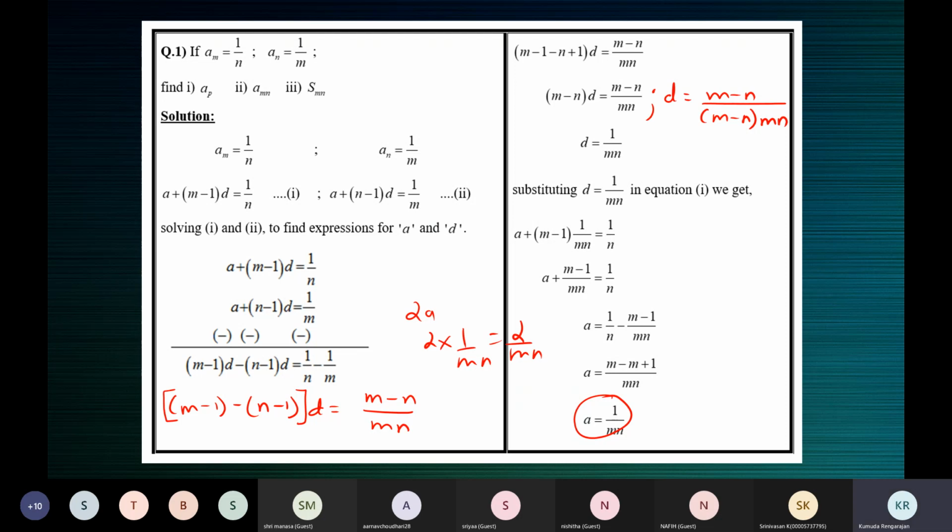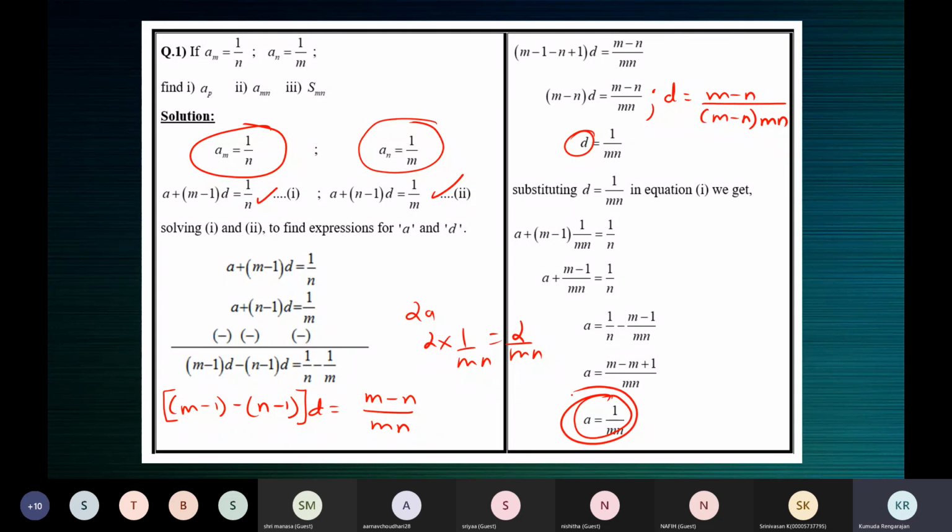So as I told you, the question will be given in words. You'll have to read that and convert it to equations using symbols. So like this, the mth term. Then construct the equations, solve the equations to get the values of the expressions for D and A.